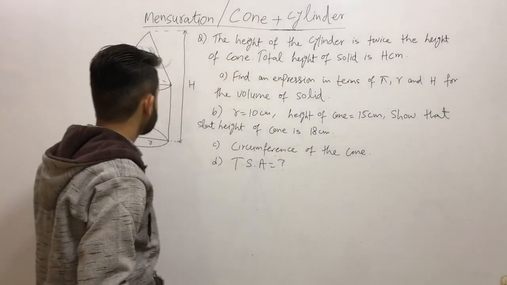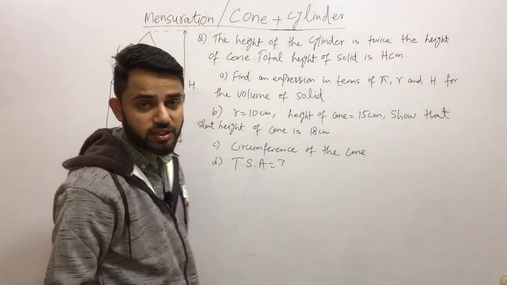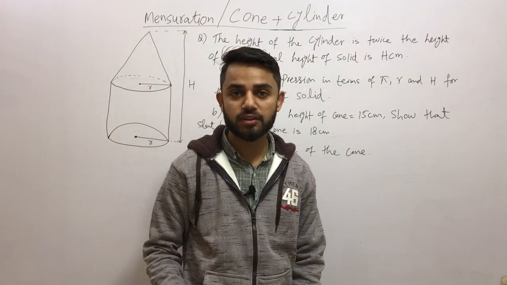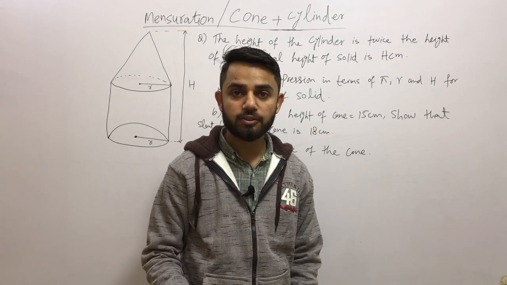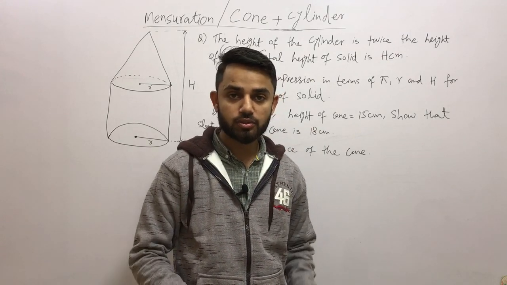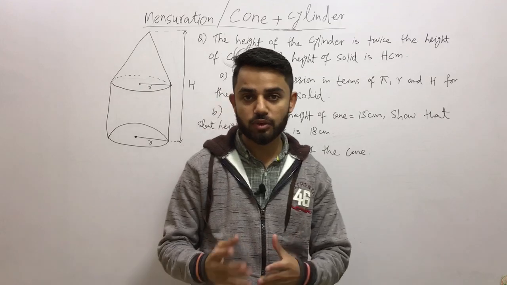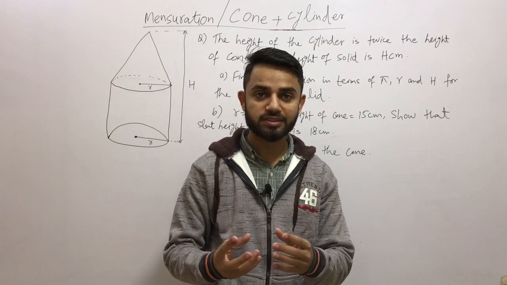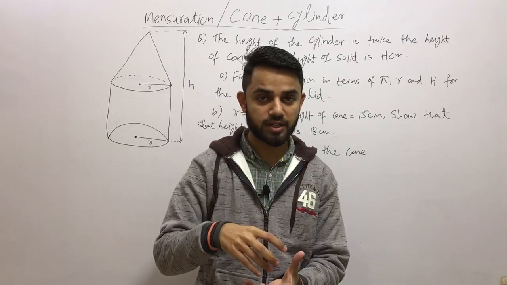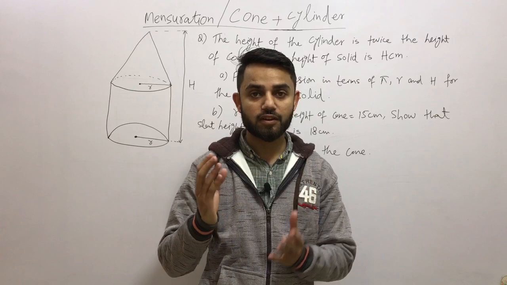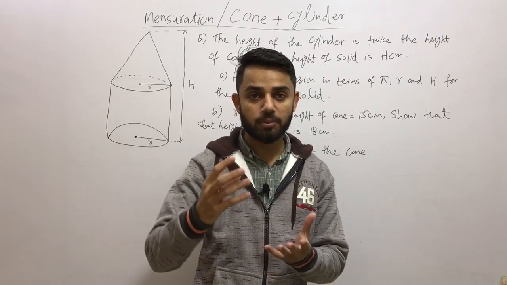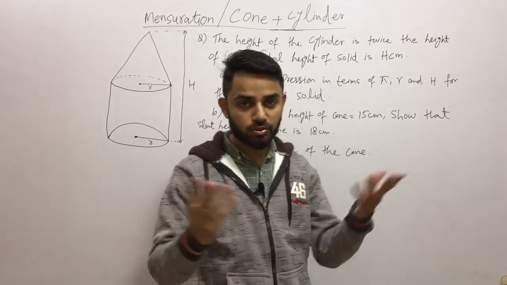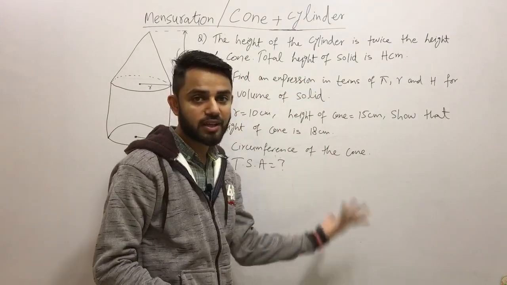So we have started our topic already, which is mensuration, and in my first two videos of mensuration we have covered everything related to the cylinder and also the cone. Let me give you a quick overview of today's video. We have a solid in which a cone and a cylinder are merged together. There is a cylinder and on the top of it there is a cone. We need to find several things.